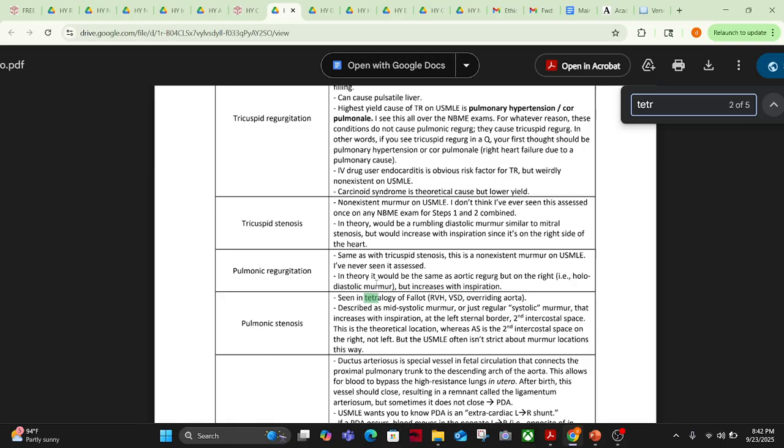Pulmonic stenosis is seen in tetralogy of Fallot, described as a mid-systolic murmur, or just a regular systolic murmur that increases with inspiration. Remember, right-sided murmurs increase with inspiration. And the pulmonic stenosis murmur will be at the left sternal border, second intercostal space.